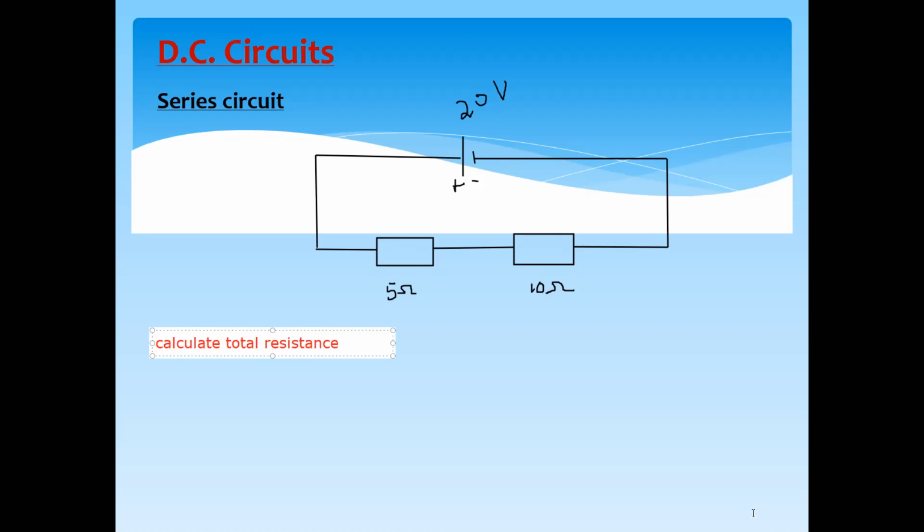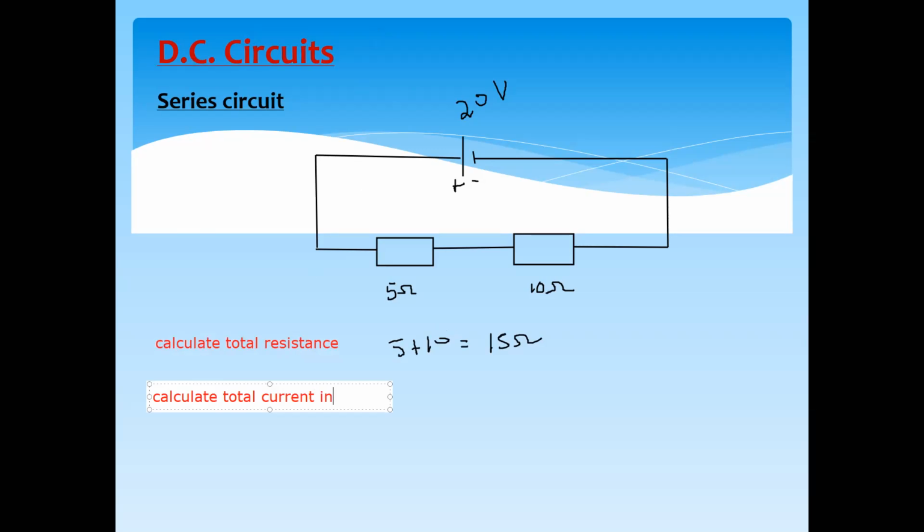So what is the total resistance of this circuit? Because they are in series, you directly add them. So it will be 5 plus 10, which is equal to 15 ohms. Next, calculate the total current in the circuit. The total current in the circuit is the same as the current in each resistor. So what is the total current?